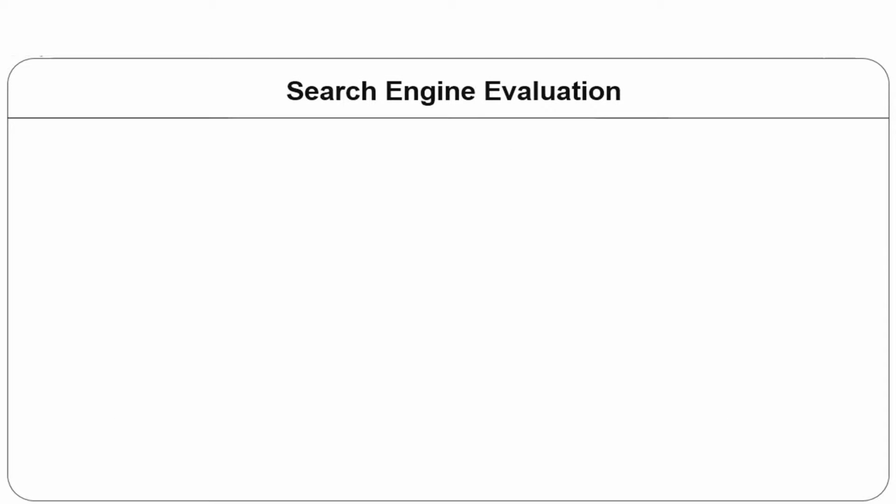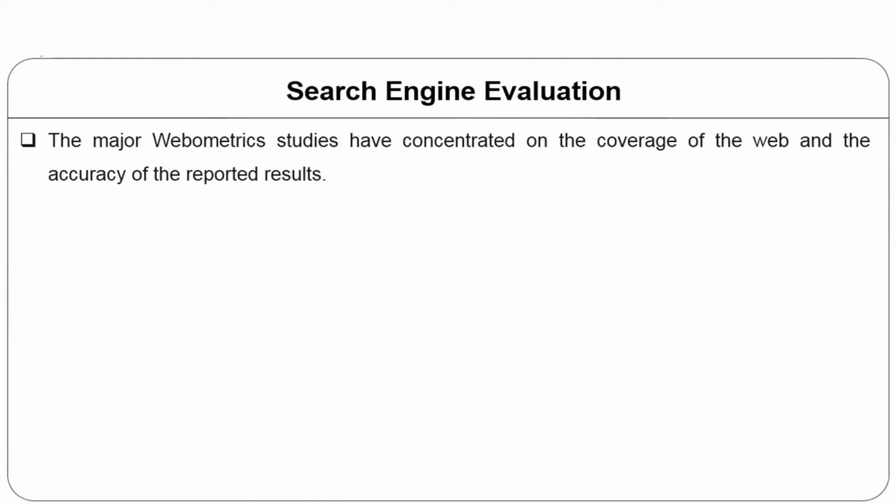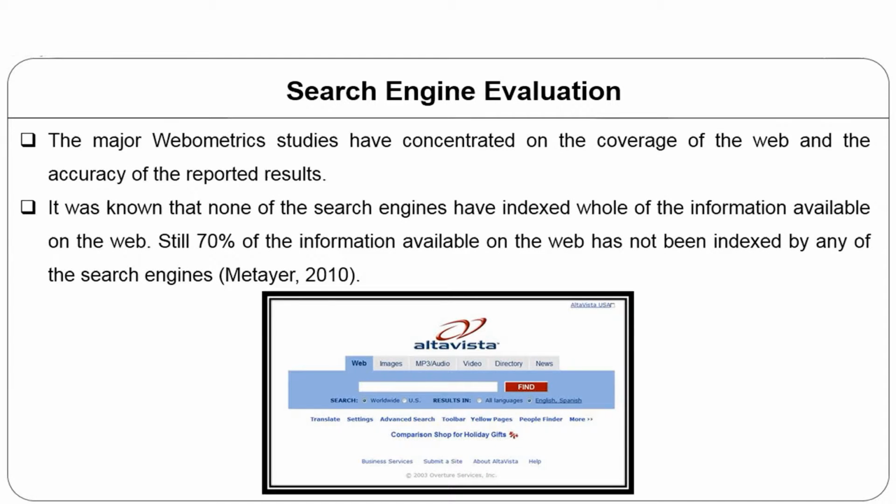Search engine evaluation is another area of research that has been conducted in webometrics. The major webometrics studies have concentrated on the coverage of the web and the accuracy of reported results. It was a known fact that none of the search engines have indexed the whole of the information available on the web. Still, 70% of the information available on the web has not been indexed by any of the search engines available today. This data refers to 2010 data given by Mettrop.